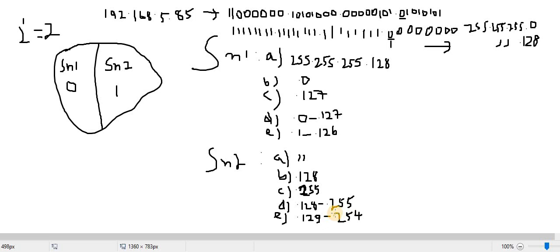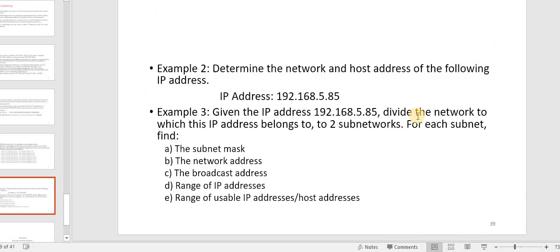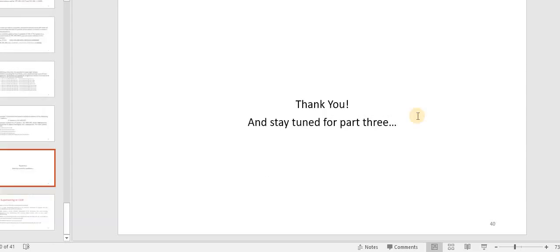D, range of IP addresses. The range of IP addresses would be from the network address to the broadcast address, so from dot 128 to dot 255. E, usable IP addresses or host addresses for subnet 2. As I said previously, network address plus 1, which is 129. And for the last host address, we deduct 1 from the broadcast address, which would be 254.